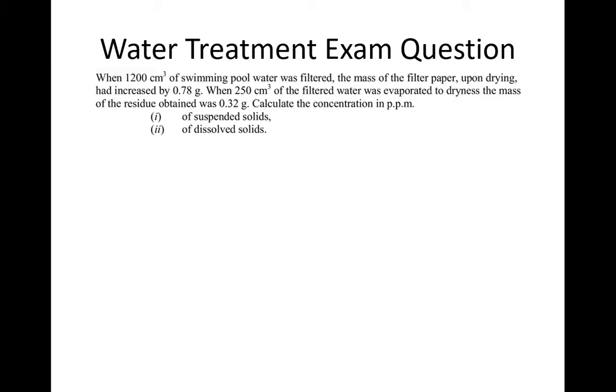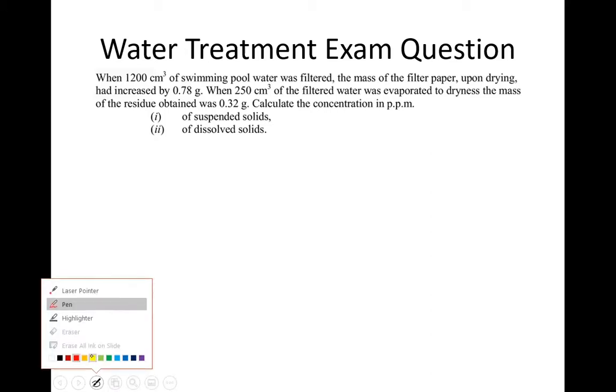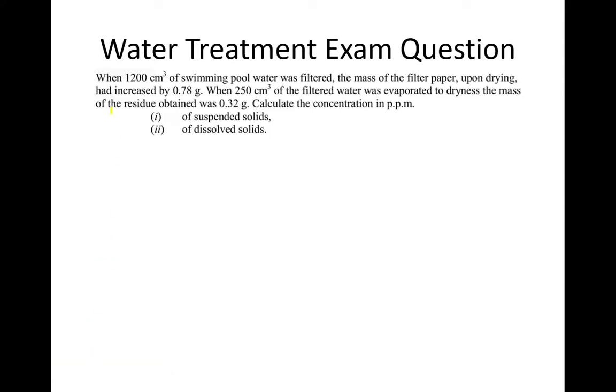Now we have a question that's coming up here, so I'm going to go through this with you. This is an exam question from previous years. When 1,200 centimeters cubed of swimming pool water was filtered, the mass of the filter paper upon drying had increased by 0.78 grams. When 250 centimeters cubed of the filtered water was evaporated to dryness, the mass of the residue obtained was 0.32 grams. Calculate the concentration in parts per million of suspended solids and of dissolved solids. Just make sure when you're reading these questions, I just love to highlight these things.